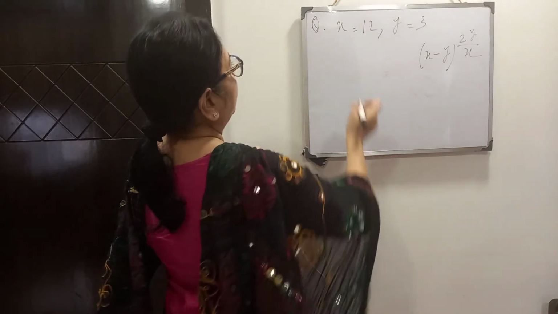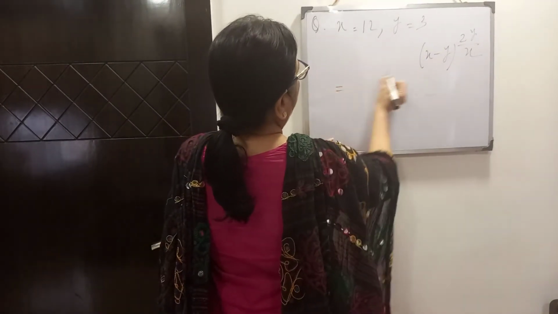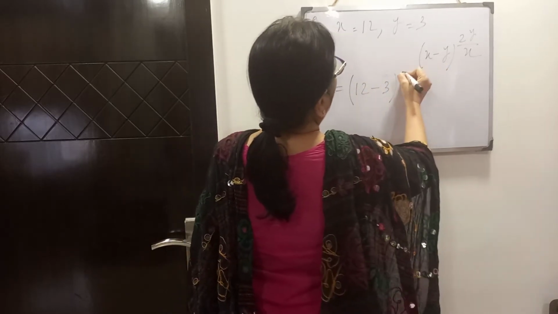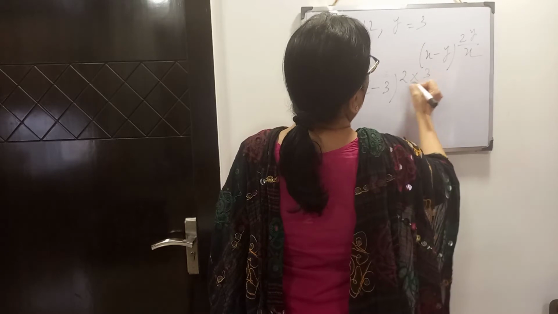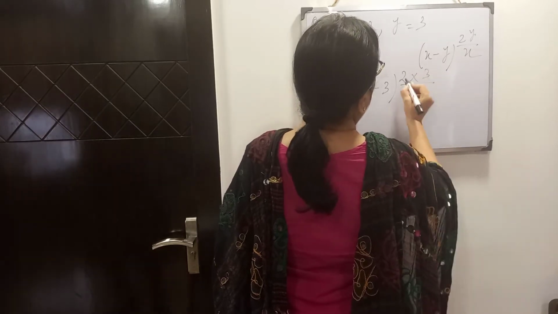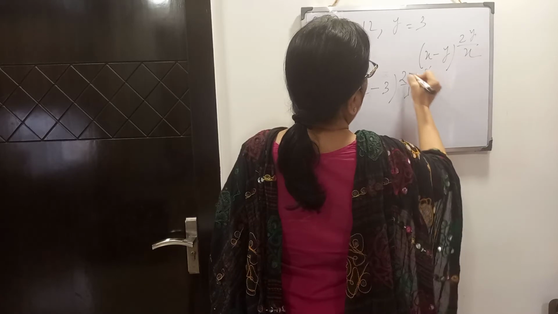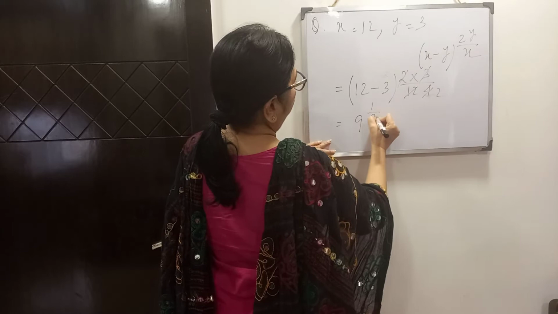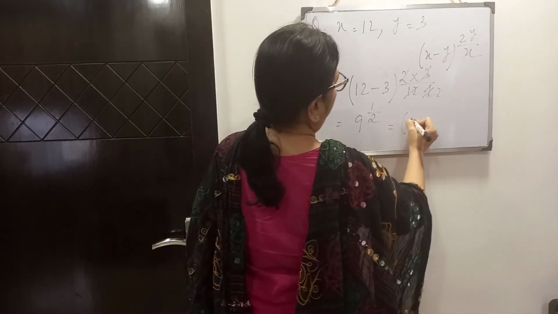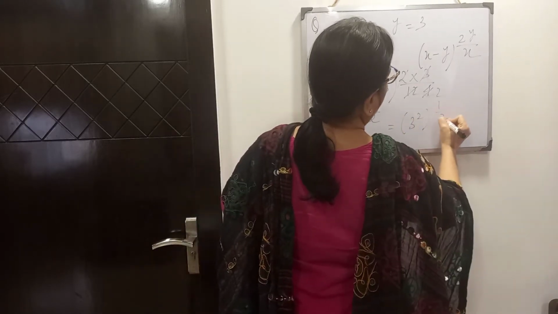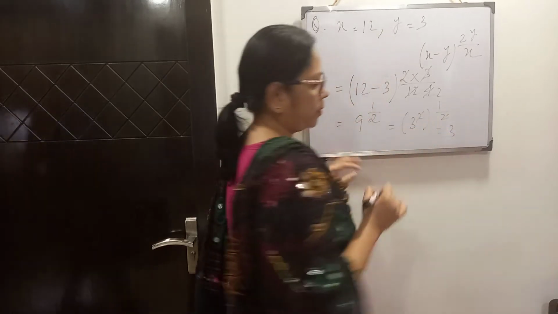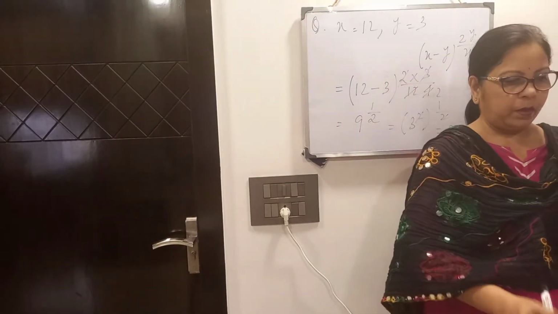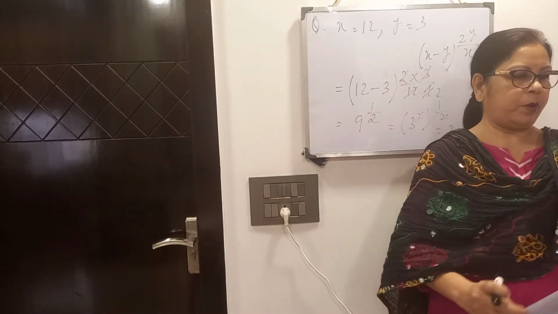So what I'll do? Directly I'll put the values here. X is given 12, y is given 3, and here 2 into y means 3, by x, 12. Here 3 to the 6, so it is coming this, and 12 minus 3 means 9. 9 to the power 1 by 2. 9 we can write now 3 square. So answer is coming 3. Here directly we will put the values. Now this may come in SAQ part.